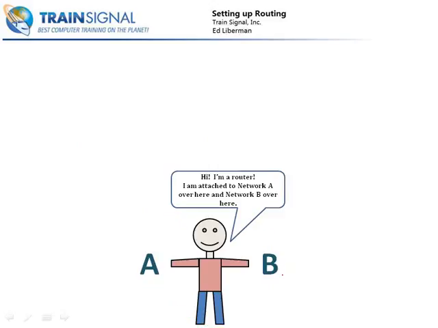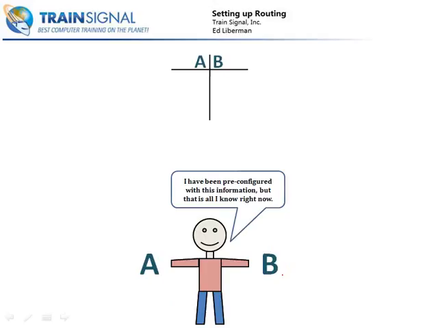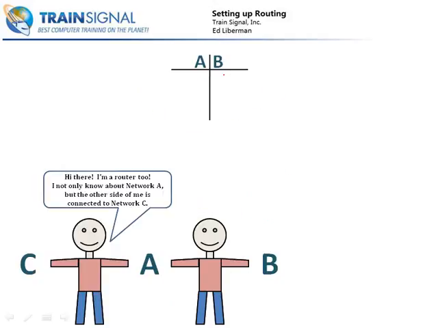Hi, I'm a router. I'm attached to network A over here, and network B over here. I've been pre-configured with this information, but that's all I know right now. Now up here I'm also going to add an illustration for the routing table for the router. Right now the router knows about network A and B because it's connected. Hi there, I'm a router too. I not only know about network A, but on the other side of me I'm connected to network C. And again, here's a routing table for this router.